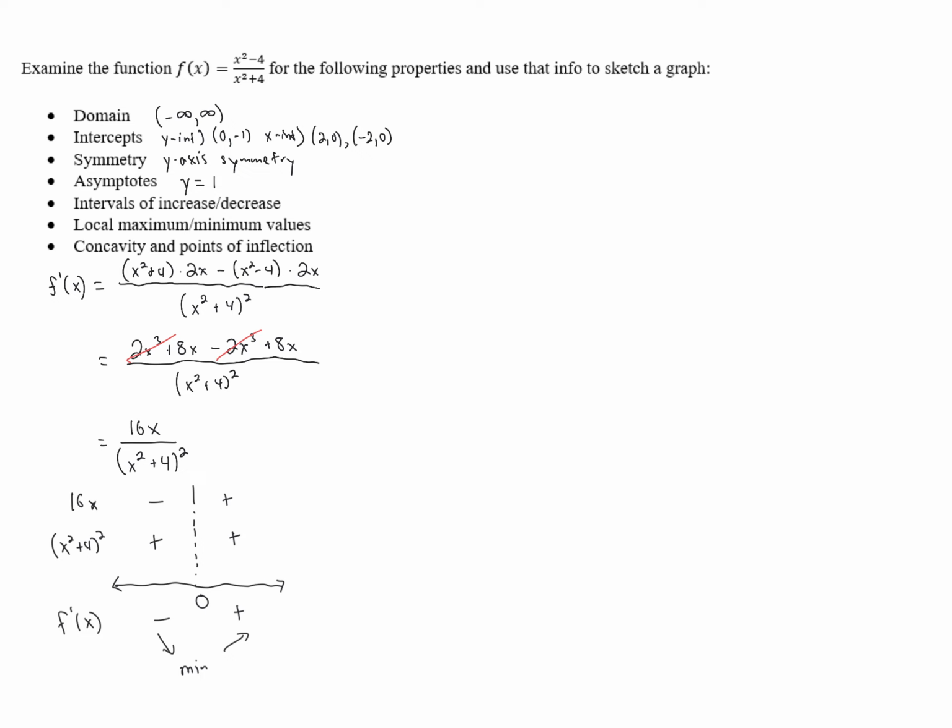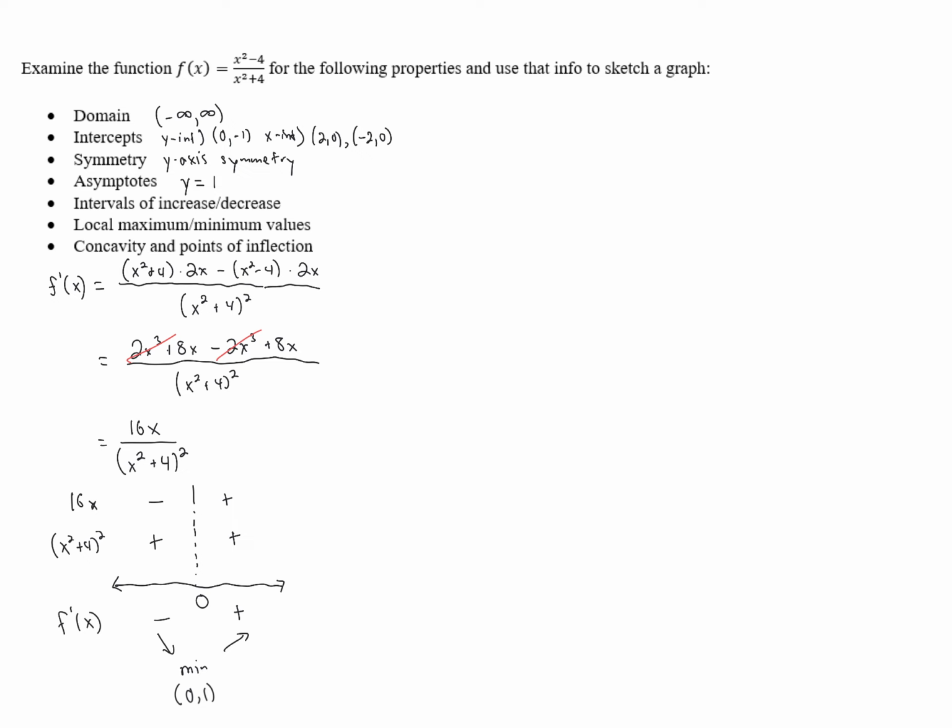And we know that the function value at 0 is 1 because we already found that the y-intercept was 0, 1. So we have a minimum at 0, 1. And yeah, that is good so far. Let's see. On our list, we've got the intervals of increase and decrease and the local maximum and minimum values. We just need the concavity and points of inflection.